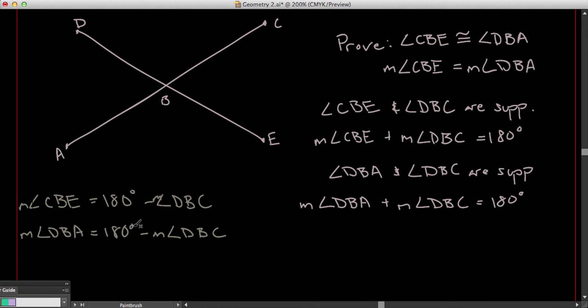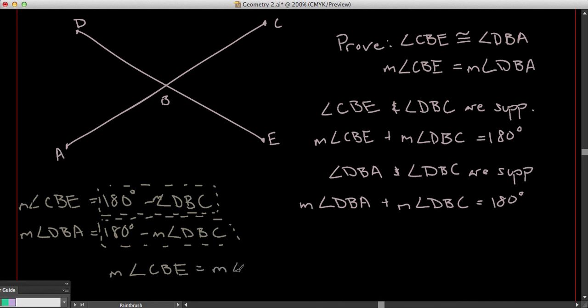So if this is true, then what we have here is an expression for the measure of angle CBE, and we have an expression for the measure of angle DBA, and they're the same. This 180 minus measure of angle DBC is true for both of these. So if that is true, that means that the measure of angle CBE is equal to the measure of angle DBA, and therefore these two angles are the same.